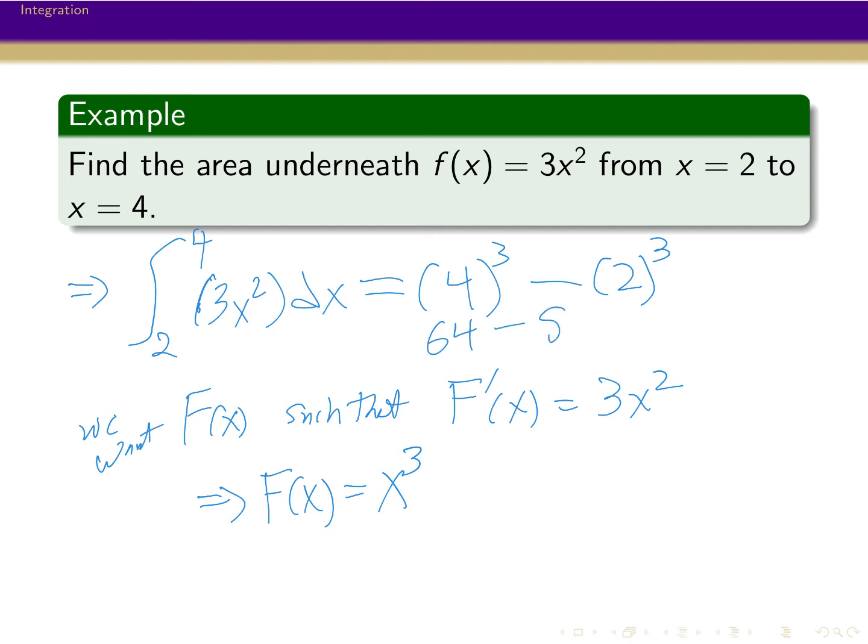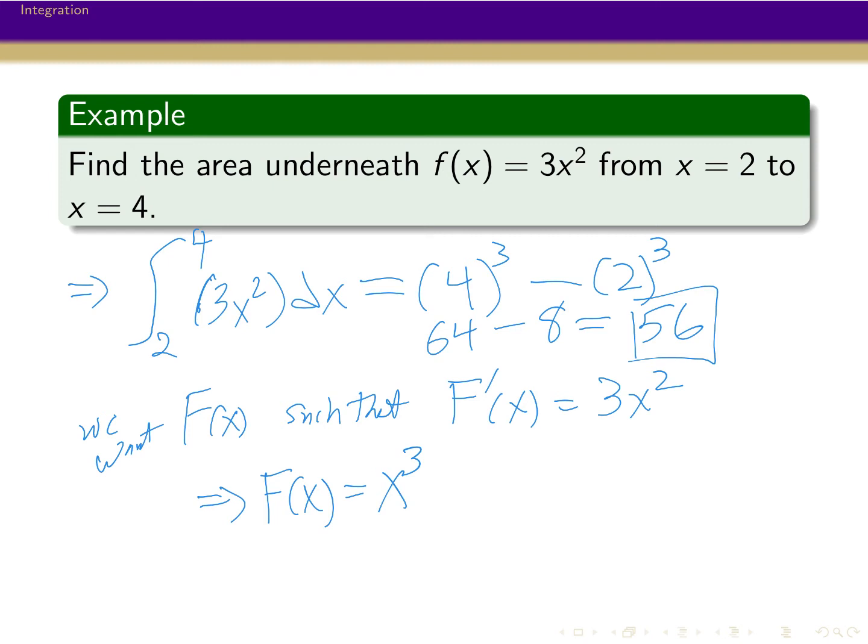2 cubed is 8. 64 minus 8 is 56. And there's our actual area underneath this function between these 2 points. Okay. And so one of the important things to note is that this works for any antiderivative of 3x squared.